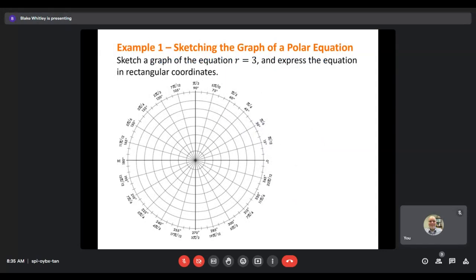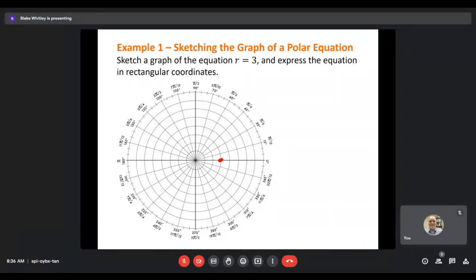It says we want to sketch the graph of the equation r equals 3, and we want to write this in rectangular form. So we're going to do both. We're going to work with what we did in 8.1, write it in rectangular form, but also sketch the graph. Notice there is no theta in this equation, which means theta could be virtually anything. So our r value just has to be 3. So let's count out 3 circles: 1, 2, 3. And I'm going to put a point right here with that radius of 3.